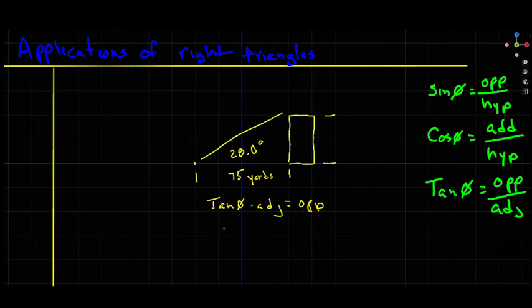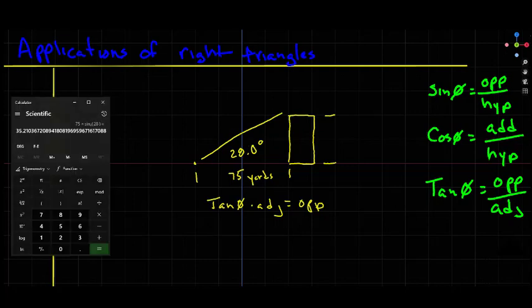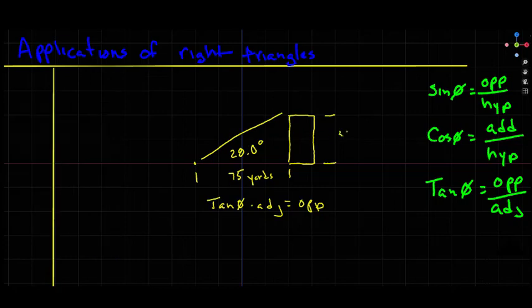And so we know we've got the tangent of theta, 28 degrees, and we want to get the tangent times the adjacent side, which we said was 75 yards, gives us 39.8 yards. We're going to have to round that up, so let's just call it 38.9 yards.